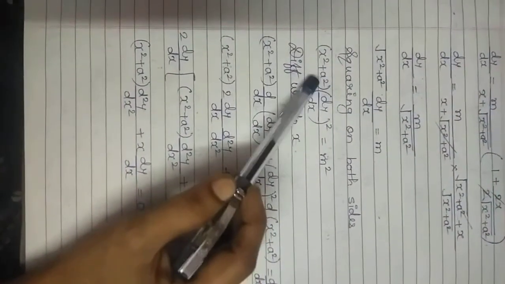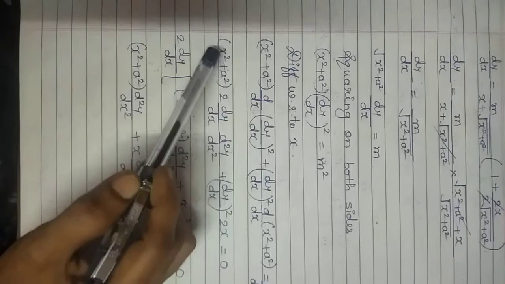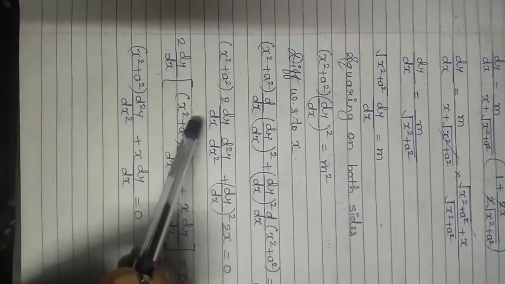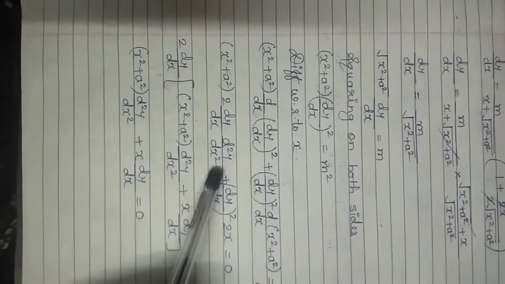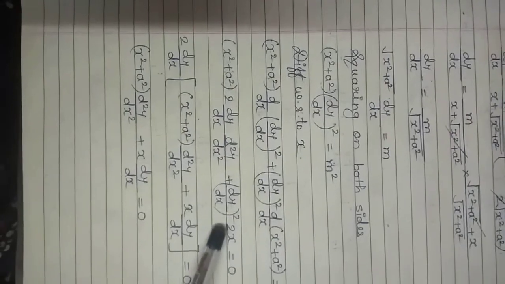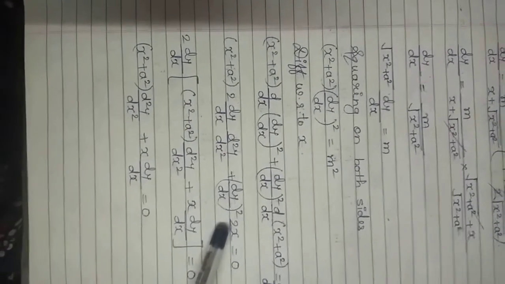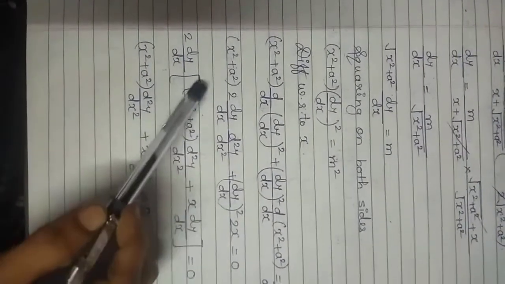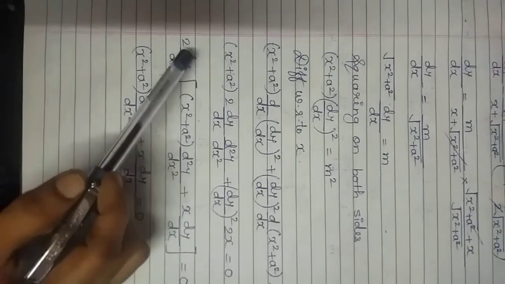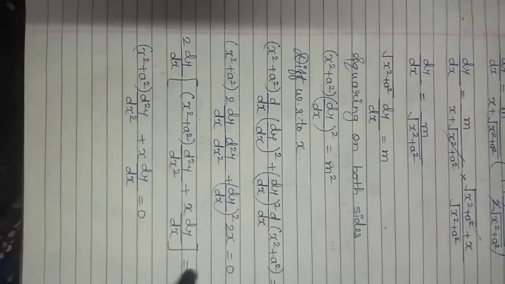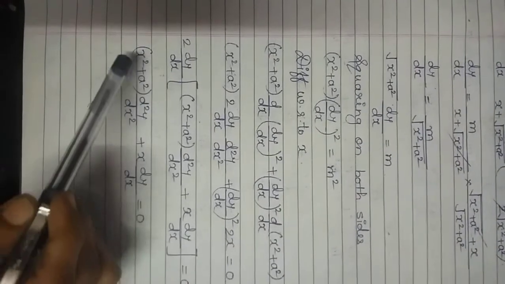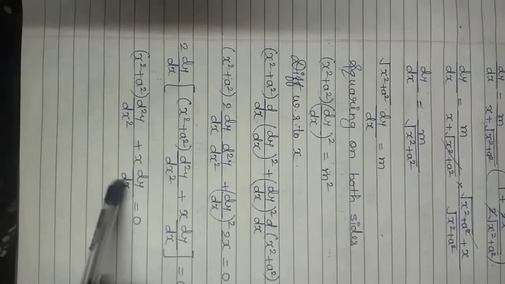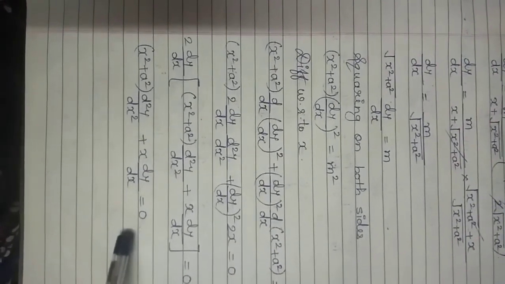And by using the u into v rule formula, LHS simplification will be x square plus a square into 2 dy by dx into derivative of dy by dx, that is d square y by dx square, plus (dy/dx)^2 into derivative of x square plus a square, that is 2x. Now if we take 2 dy by dx common from these two terms, then this will be the remaining terms, and shifting this 2 dy by dx to RHS, that will become 0. So remaining term will be x square plus a square into d square y by dx square plus x into dy by dx is equal to 0, and this is our required term.